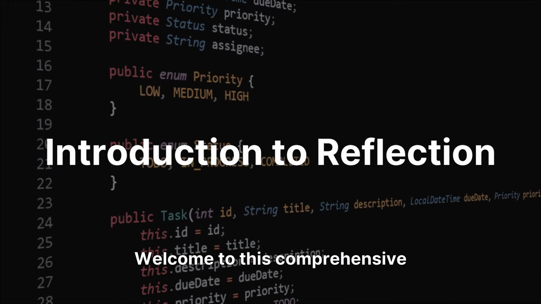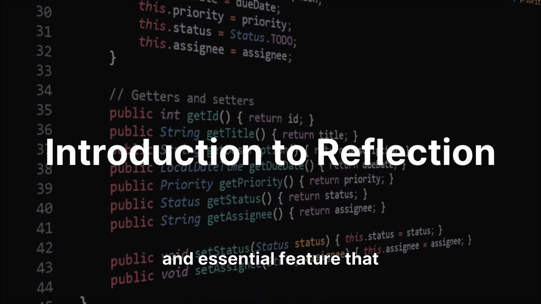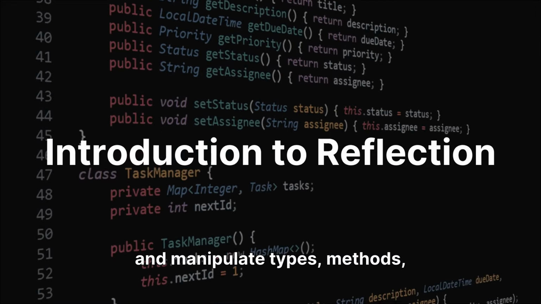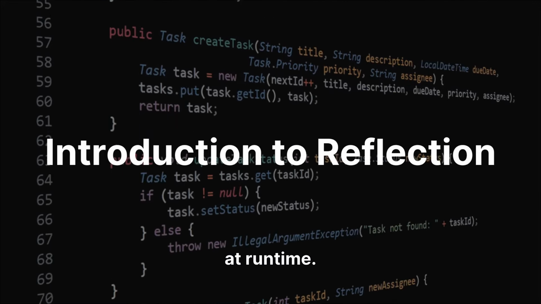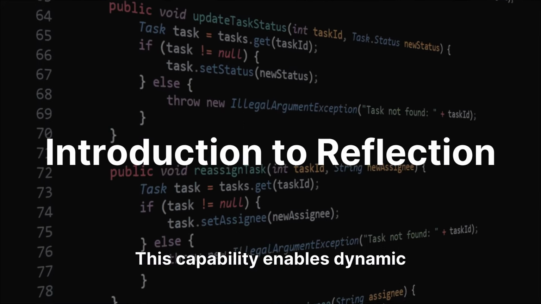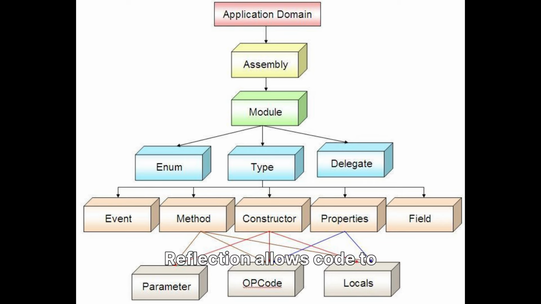Welcome to this comprehensive guide for beginners on C# reflection, a powerful and essential feature that allows you to inspect and manipulate types, methods, properties, and other metadata at runtime. This capability enables dynamic discovery and interaction with code. Reflection allows code to examine and modify itself during runtime.